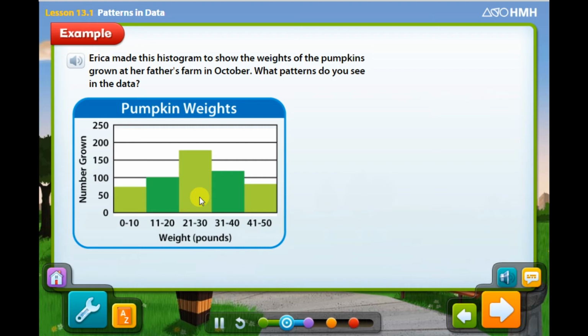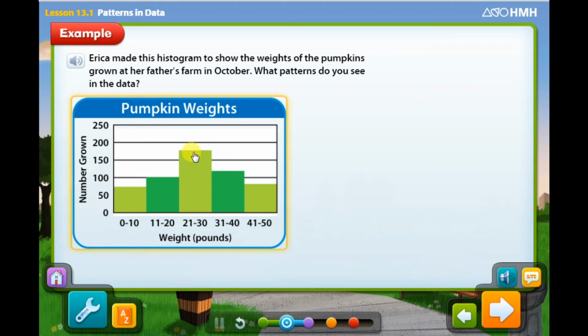Where does the number of pumpkins increase on the histogram? Changing in the graph or changing between intervals can be described by two words: increase and decrease. Increase means became bigger, and decrease means became smaller. So, where are the intervals that the graph increases here? Yes, it increased between 0 to 30.